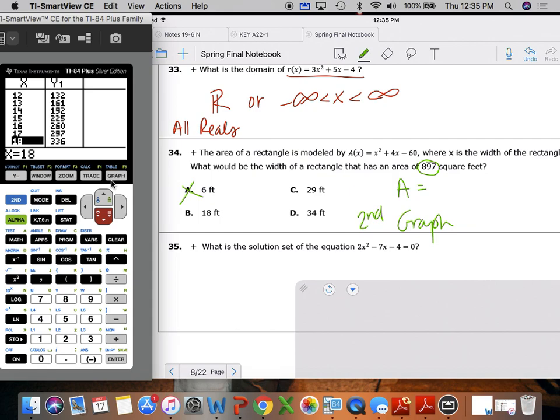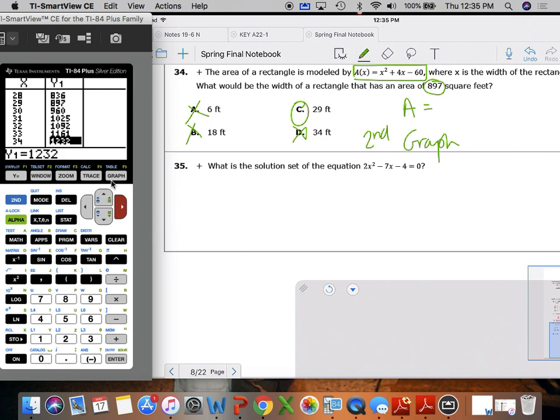When x is 18, y is not 897. And I go to C, which is 29. When x is 29, y is 297. Let me just double check. 34 is not 897. So again, when you're given a formula, plug this into y equals, then ask yourself, what am I given? Am I given an x or am I given a y? This time you're given a y, so we need to plug in and use the table.